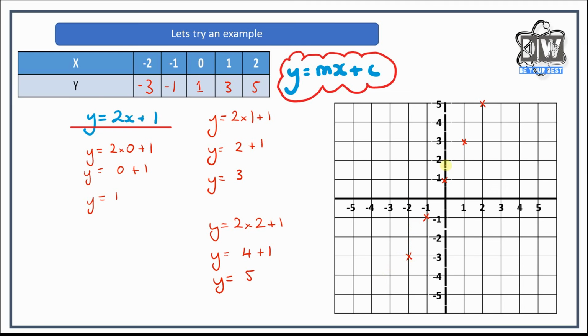And we can see that it's a straight line. That is very, very important because we must have a straight line. It is a straight line graph. It is a linear graph. So please make sure that happens.